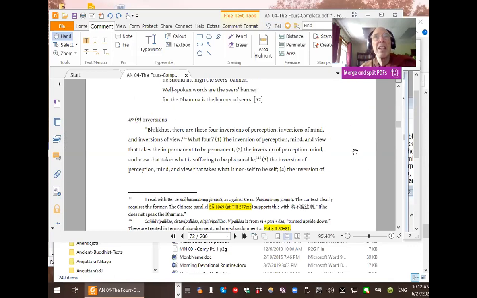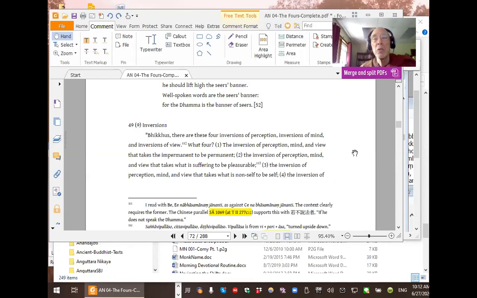And so we are continuing now to read the Anguttara Nikaya. This is the book of the numerical discourses of the Buddha. And we've been going through the chapter of the fours. And now, as I'm skipping around and taking the more interesting suttas, we're passing to sutta number 49. The theme of this sutta is the four, here it's translated as inversions.